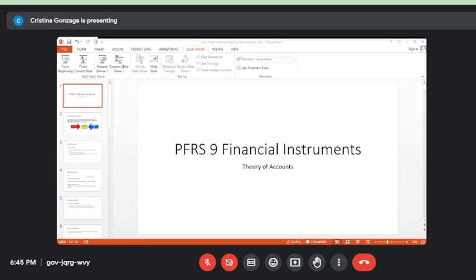Now, in classifying financial asset, there is always a default. Tawag dito, a default value. Ano yung default na yon? Yung fair value. Fair value through P and L.